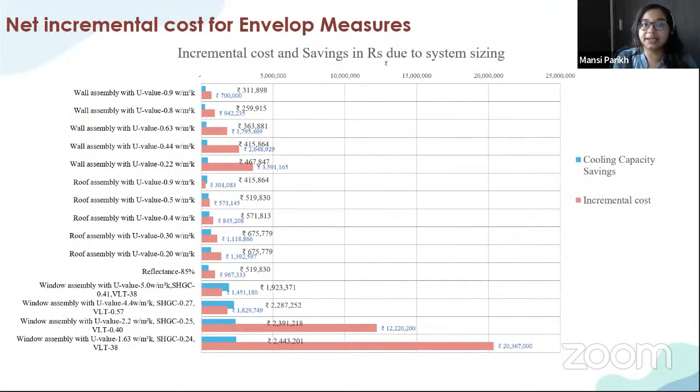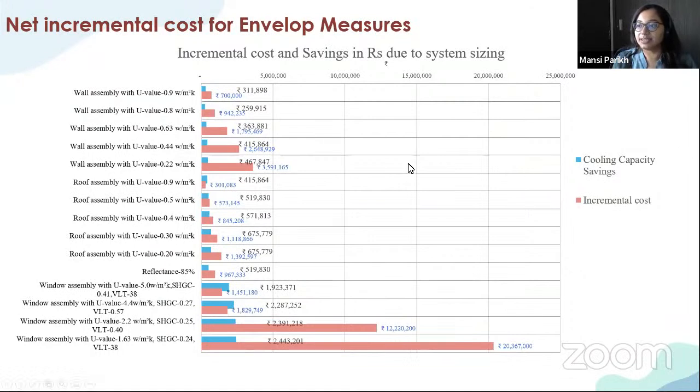So these are the net incremental costs for envelope measures, which were calculated for assemblies of wall, roof, and window. As you can see, the ones in pink are the incremental cost, and the ones in the blue bars are the cooling capacity savings. That would be the reduction in the first cost of an HVAC equipment because of the reduction in the cooling loads.